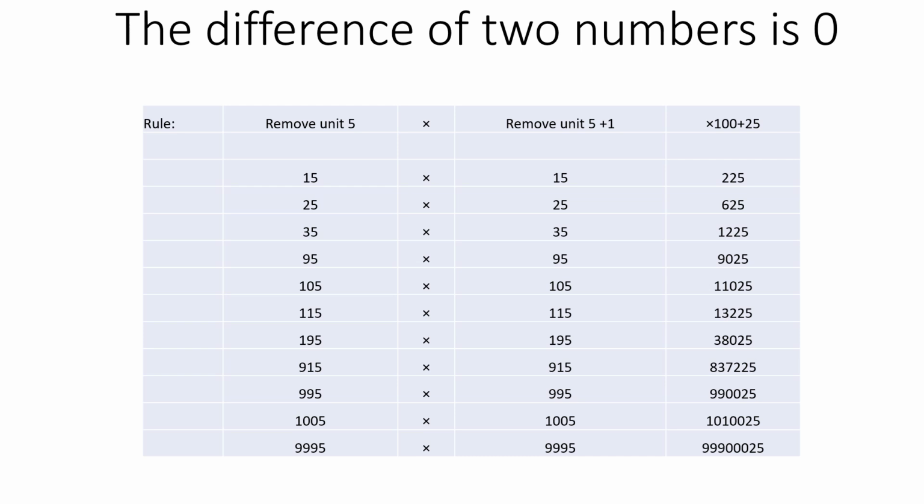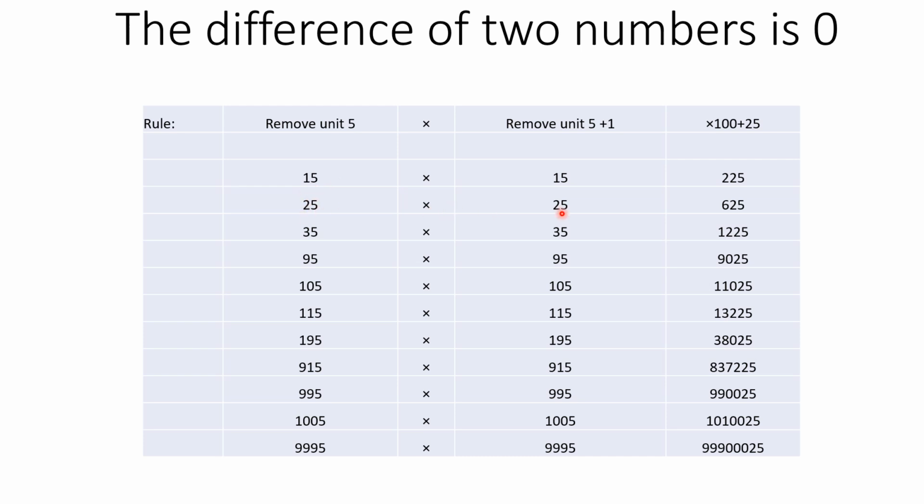Hi everyone, in this video I'll be talking about a method to multiply two numbers that end with 5. So first scenario is when the difference of two numbers is 0, so that means the two numbers are the same. First you have to remove the 5's, and then you have to multiply the first number by the second number plus 1. So 1 times 1 plus 1 is 2, 1 times 2 gives us 2, and end it with 25. Here is the same thing, 25 times 25, remove the 5's.